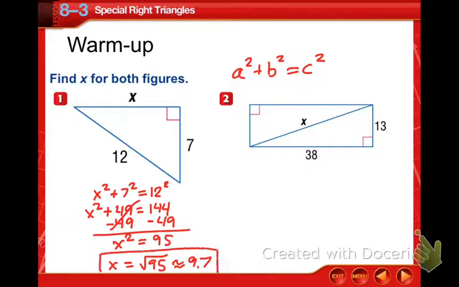So either of those is an acceptable answer. It depends on how it's asked, or if it's multiple choice, what the choices are. If the choices are decimals, then find the decimal. If the choices are in square root, you can leave it as a square root.